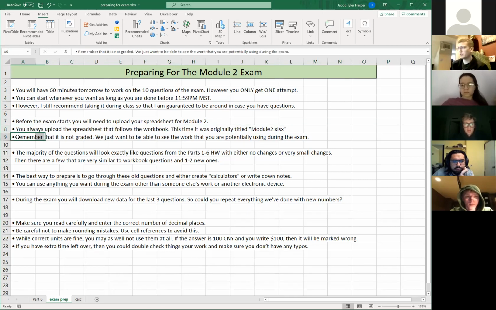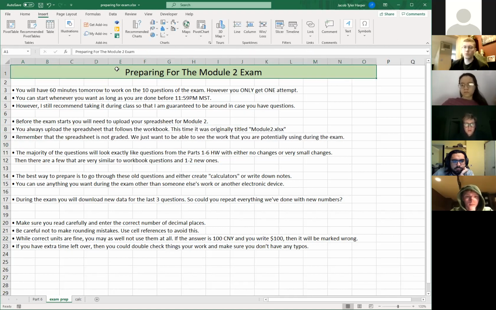The spreadsheet is not graded. We just want to be able to see the work while I'm going back and proctoring these exams, because I can't actually look into what Proctorio records. It's just a picture. So we have you upload these so we can see your code as well.